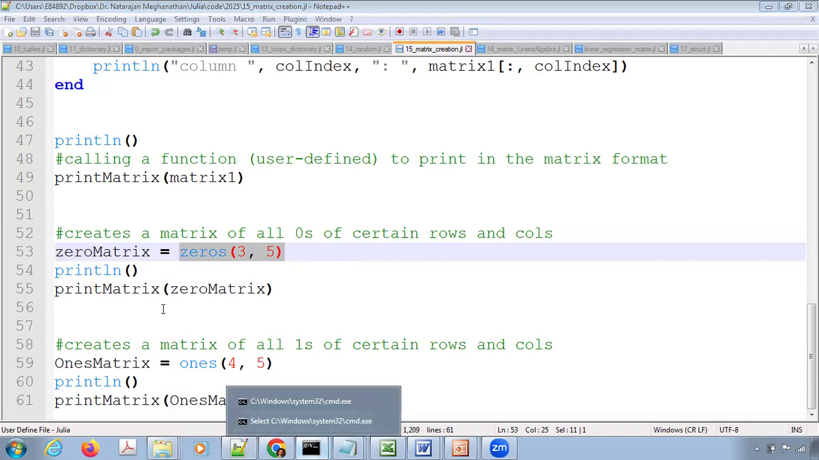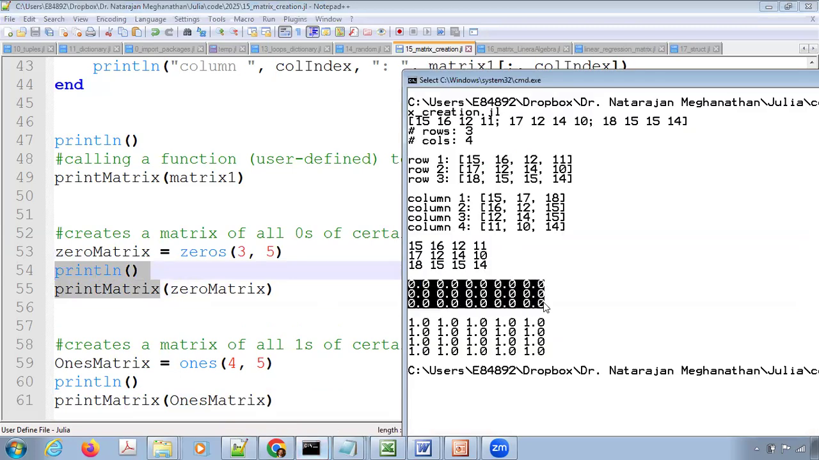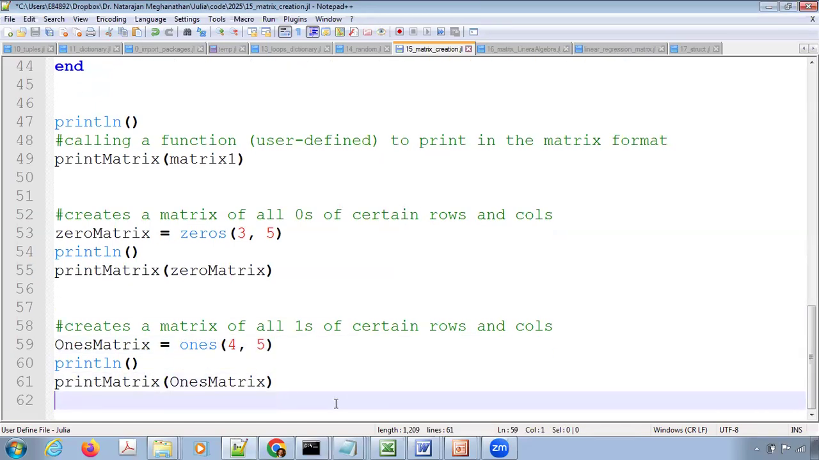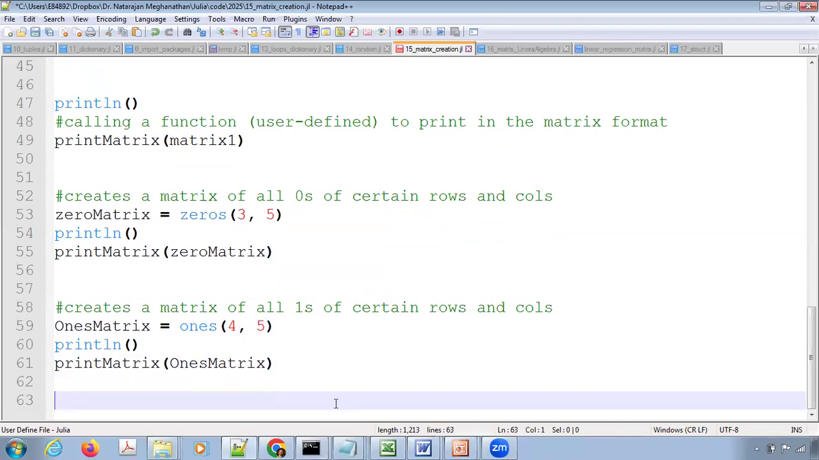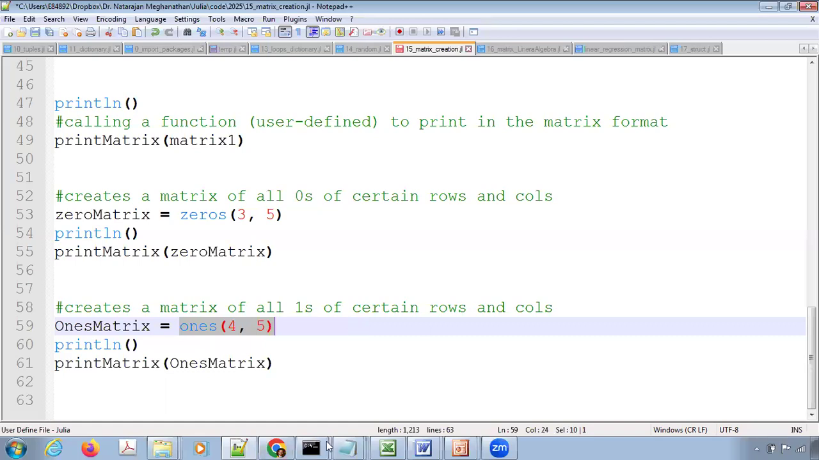If you print it out using our print matrix function that we just wrote, it will neatly print the zeros. By default, it's treated as a float data type, so it will be printed as 0.0. Similarly, there is a function called ones, to which you can again pass the dimensions, the number of rows and columns, and it will create a matrix whose elements are all one initially. This way you can create a matrix of all zeros, and this way you can create a matrix of all ones. These two functions will take care of that.